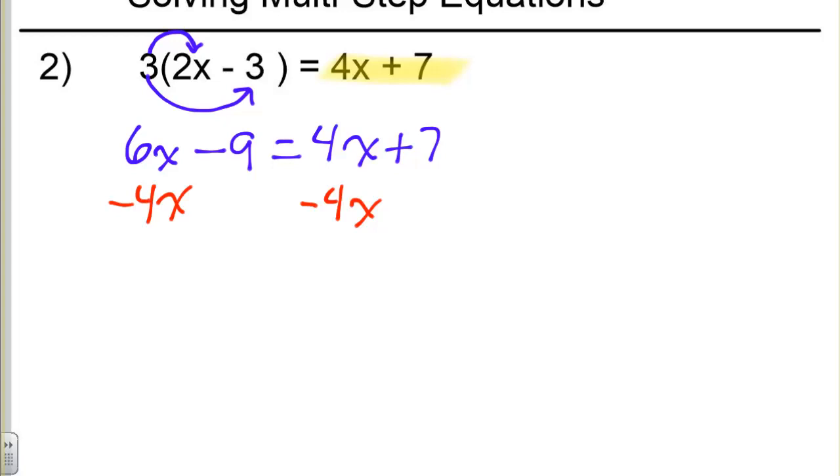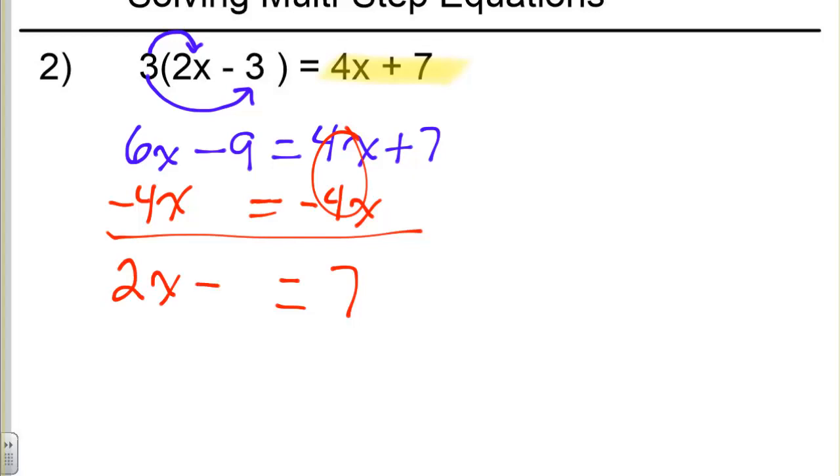And that's an example of the subtraction property of equality. It's really the addition property with opposites. So the right-hand side, that gets me 0. 0 plus 7 is going to leave us with 7, and that's the identity of addition. On the left-hand side, 6x's take away 4x's leaves us with 2x's. And the minus 9, I didn't do anything with it, so I'm just going to bring it down.